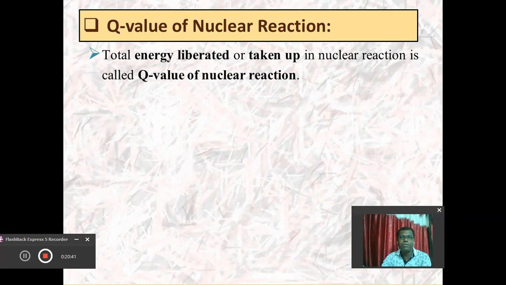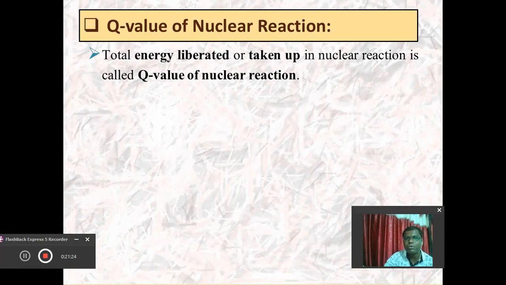So next is the Q value of nuclear reaction. What is the Q value of nuclear reaction? How can we calculate it? Actually, it is observed that whenever a nuclear reaction takes place, there is always a rearrangement of particles in the nucleus of the atom. During this rearrangement, there is always a change in the energy of the nucleus. So during a nuclear reaction, either energy is liberated or energy is taken up, and that energy which is liberated or taken up in a nuclear reaction is called the Q value of the nuclear reaction, just like in a chemical reaction, where either energy is liberated or absorbed.